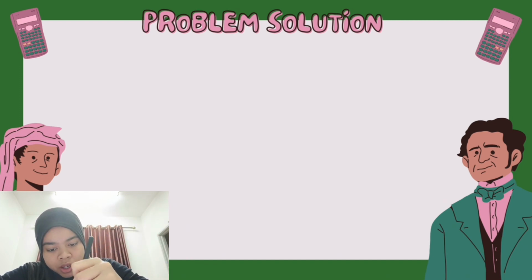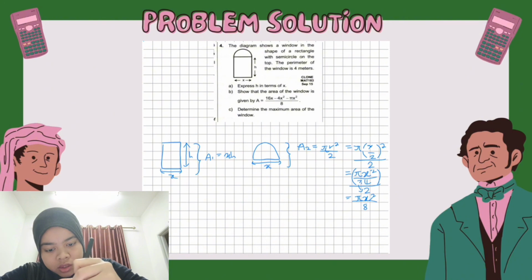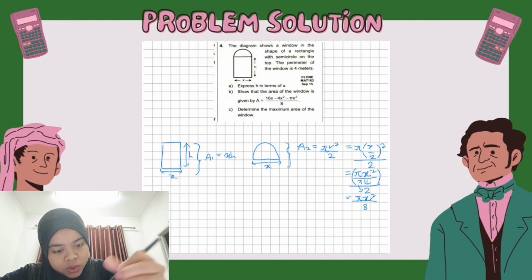So it will be pi multiplied by (x over 2) squared over 2. To make it easier, we make the (x over 2) whole squared into x squared over 4, over 2. So to balance it, the equation now will be to multiply these two. It will be pi x squared over 8.